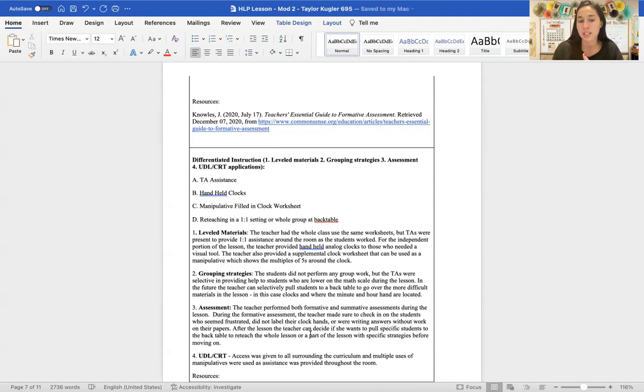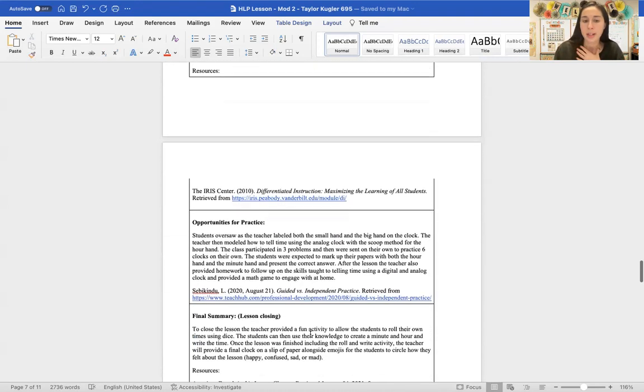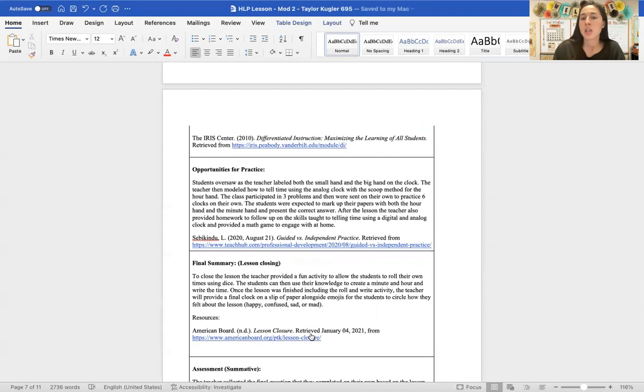Formative and summative assessments, as I talked about before. Opportunities for practice. So they're going to be able to still do it as we're going through to mark up their papers as we go through. There is an enrichment activity at the end.